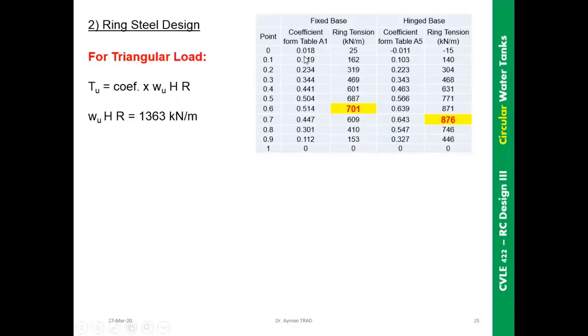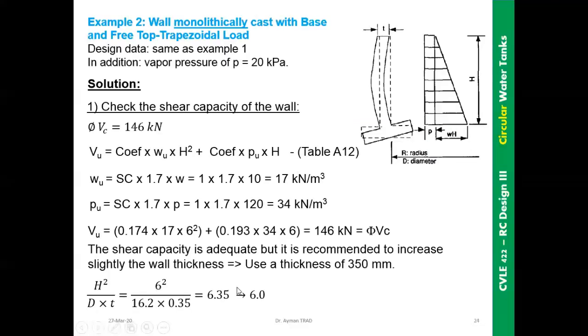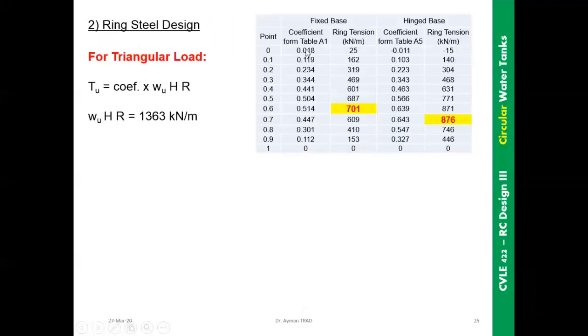حنروح على table A1 اللي هو fixed base free top triangular load. هنجيب منه ال coefficients for the ratio of h square over dt equal to 6. So هناخد هذا اللاين كلياته بنضرب ب 1336 بيعطينا ring tension. نرجع كمان على table A5 like in the previous example for the hinged base h square over dt equal to 6 ضرب كمان 1336 مثل ما قلنا ring tension لنا.